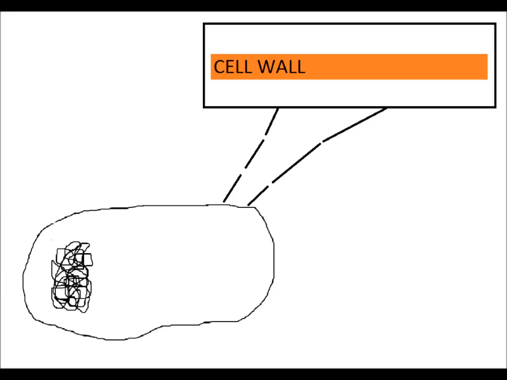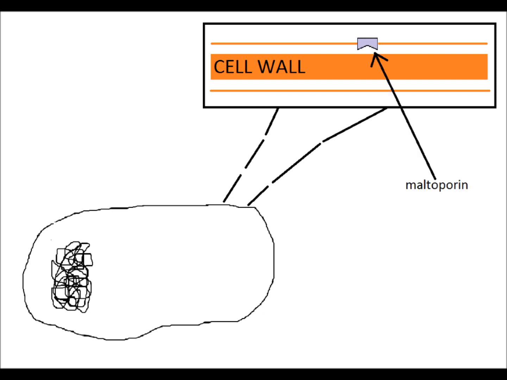Here's a drawing of an E. coli cell, with a zoomed-in section of cell wall. E. coli is a gram-negative bacterium, which means that it has two cell membranes, one outside the cell wall and one inside the cell wall. There's a protein in the outer membrane called maltoporin. The cell uses it to transport maltose, but it can also act as a receptor for the tail of the Bacteriophage lambda particle, allowing lambda to adhere to the cell.